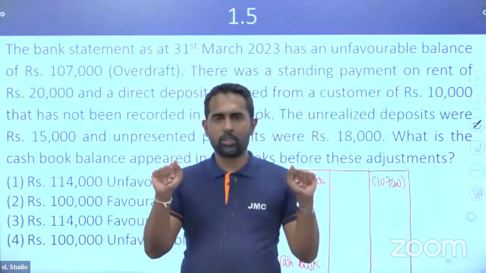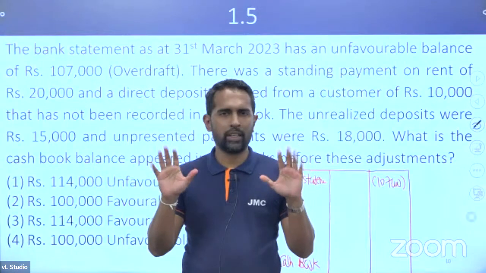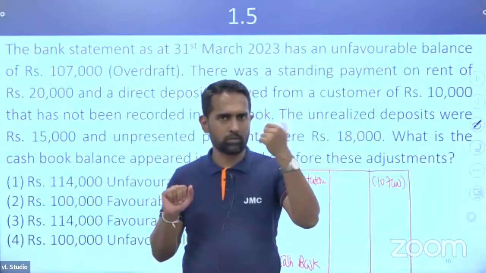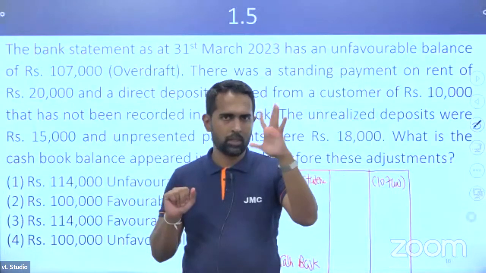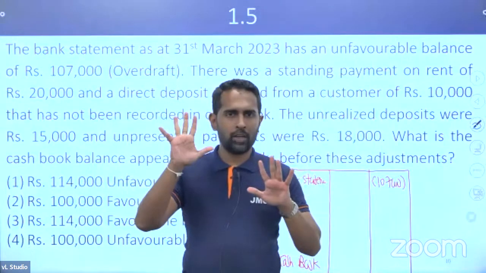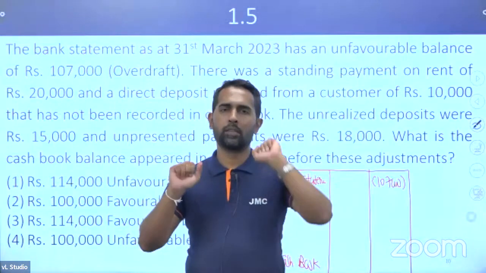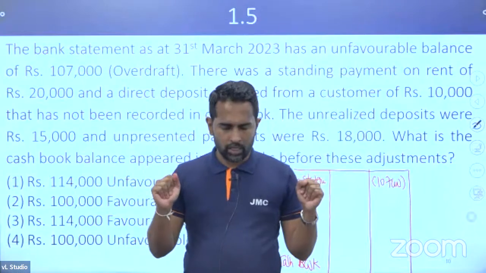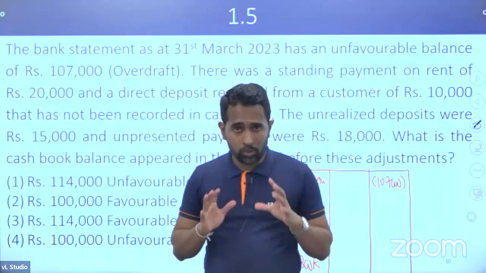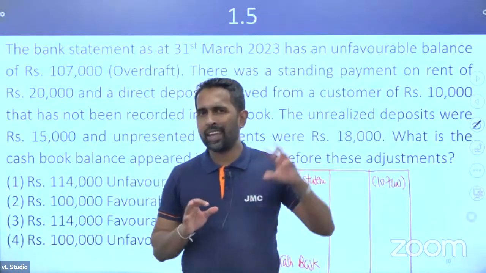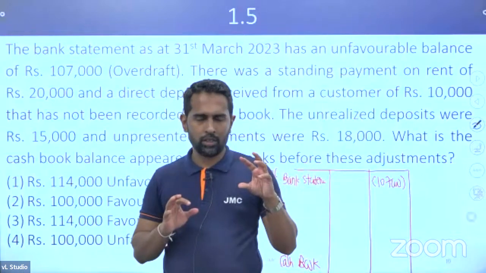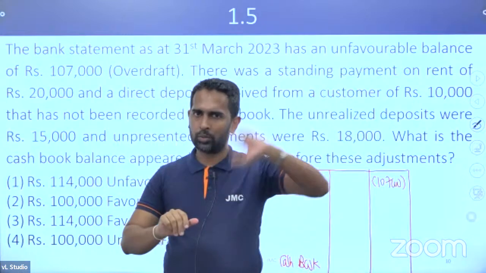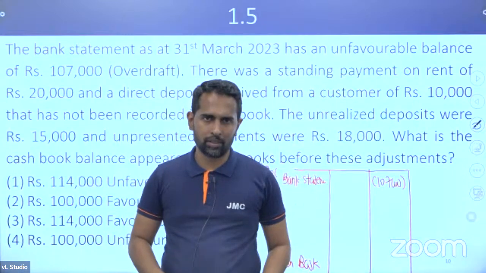I'm going to use my two hands here, which is quite easy. One hand, I'm going to name as my cash book. This is my cash book. And this one is the bank statement. Cash book, bank statement. Now, what we are going to do is take this transaction one by one and adjust its impact on my two hands, the cash book and the bank statement.